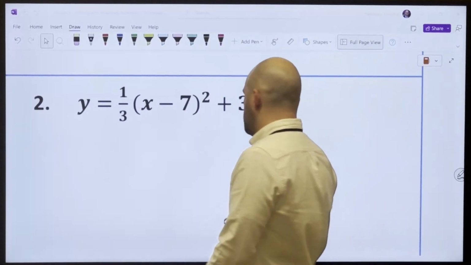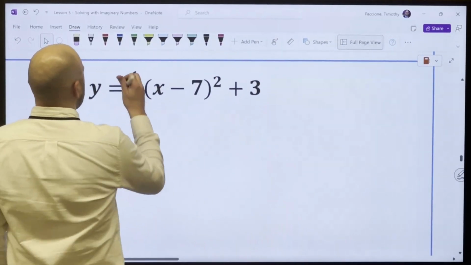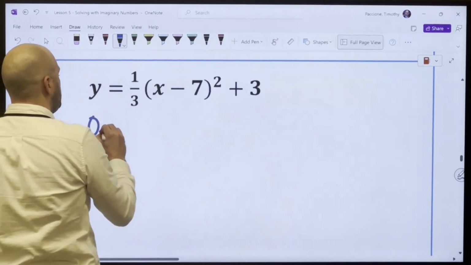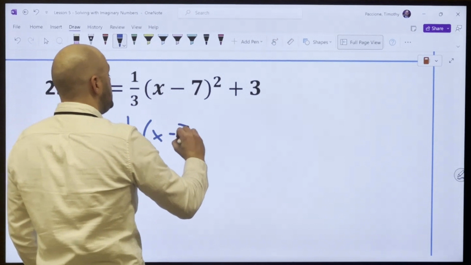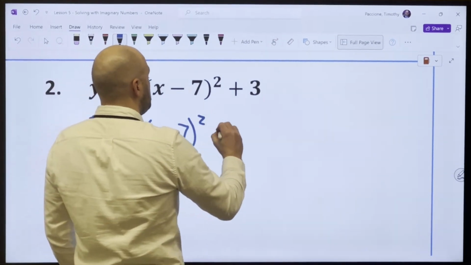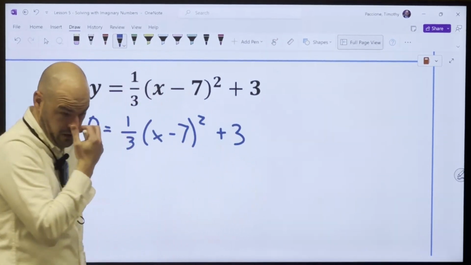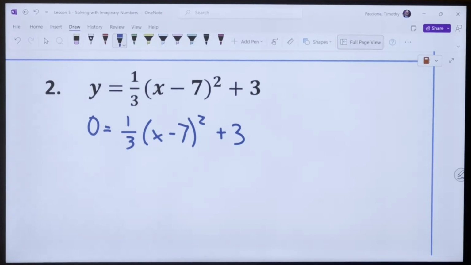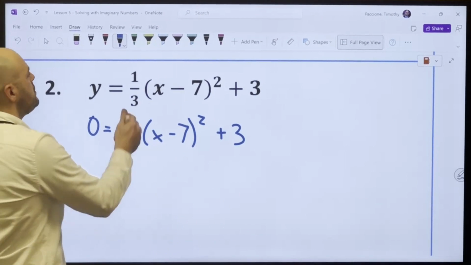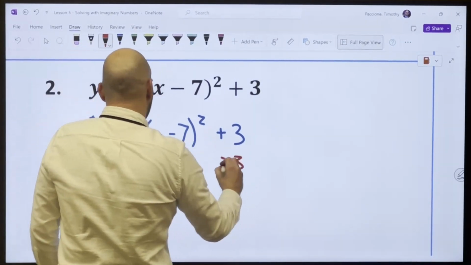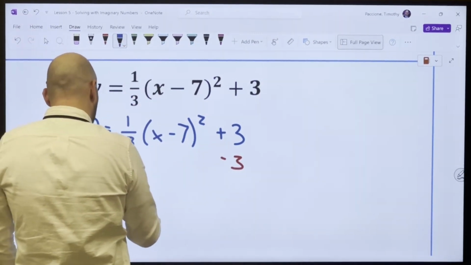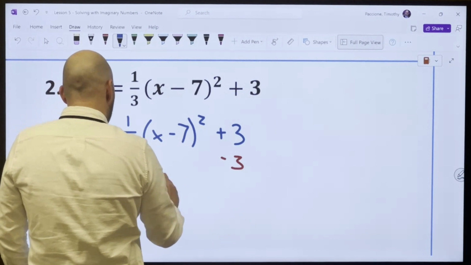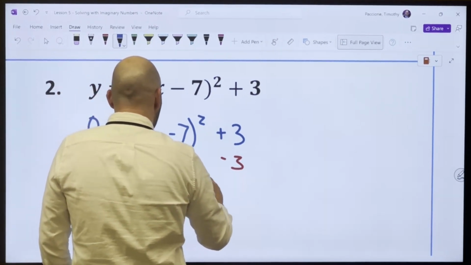All right, so for this one, set it equal to 0. Now, what's tricky about this one, and it is something you might see on a test or a homework, in fact, I know you'll see it on the homework, is you're trying to get the square by itself. So you minus 3 from both sides, and then you get minus 3 equals 1/3 times x minus 7 squared.